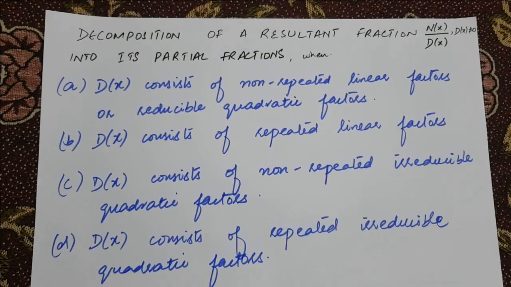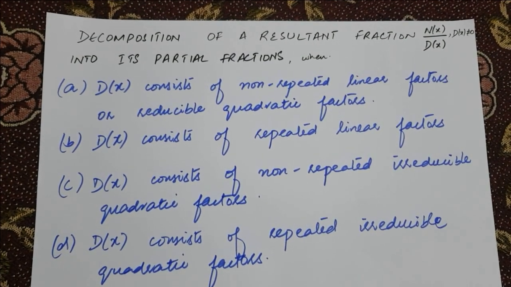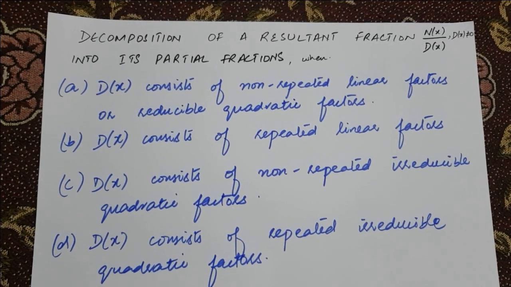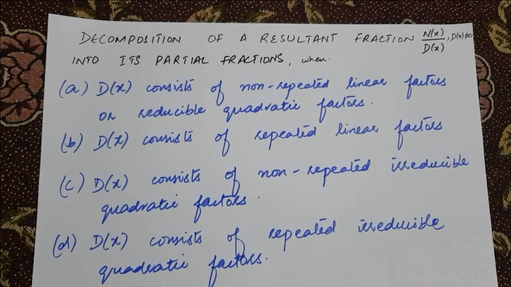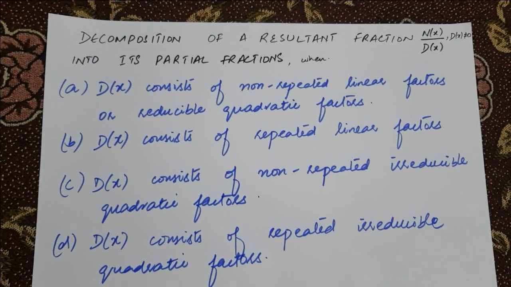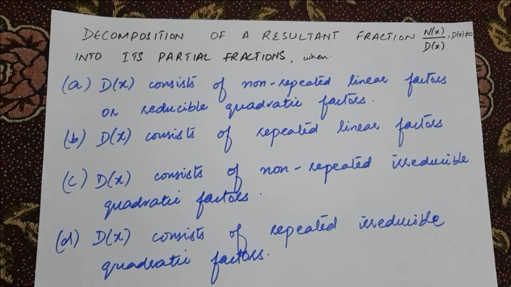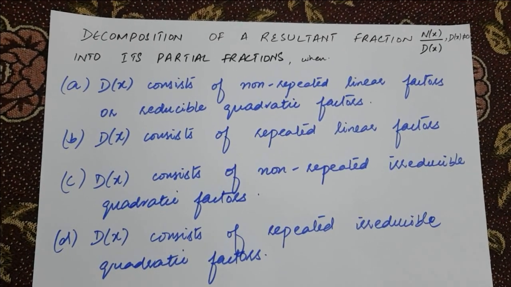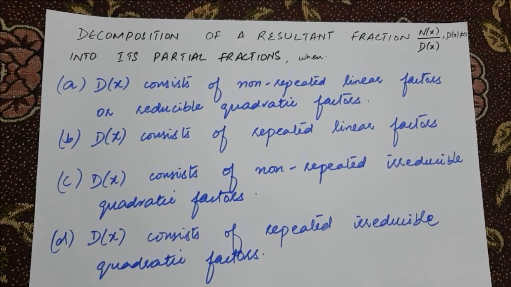Hello everybody. Today we are going to study decomposing a resultant fraction into its partial fractions. The resultant fraction is N(x) over D(x), where N(x) represents the numerator and D(x) represents the denominator. However, there is a condition that the denominator should not be equal to 0. We will be studying 4 cases.